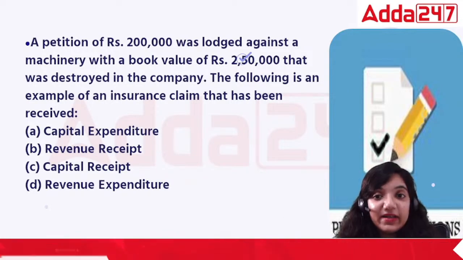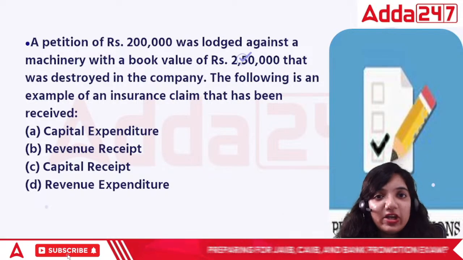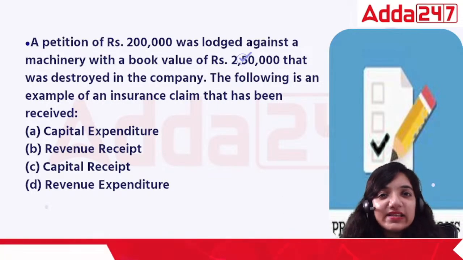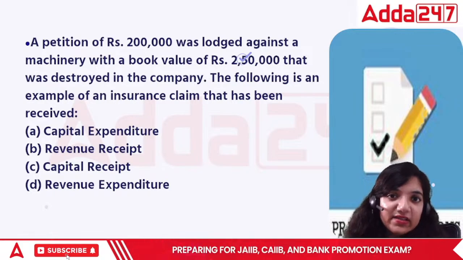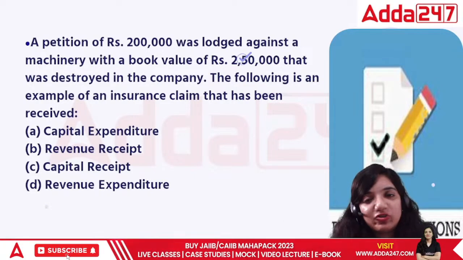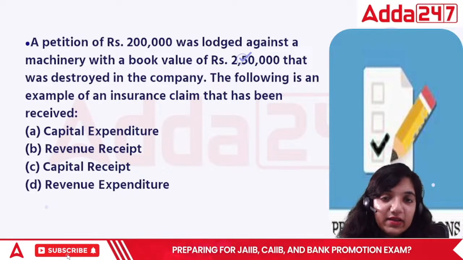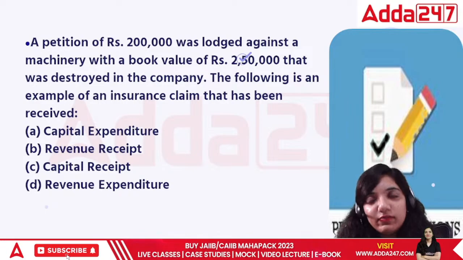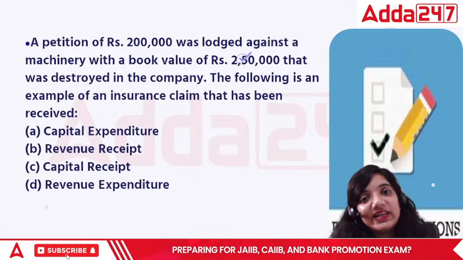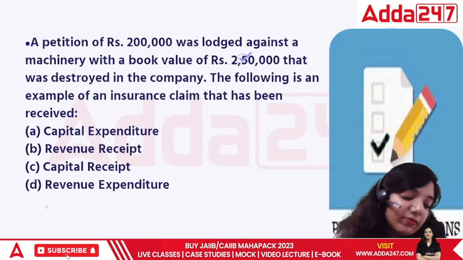The next point says there was a petition lodged against the machinery with a book value of 2,50,000, and it was destroyed by the company. The following is an example of an insurance claim that is received. Basically, there was a machine that got damaged which was worth ₹2,50,000. Now, insurance companies do not pay whatever losses we have already incurred. They will always pay only for whatever money they feel would be the value of that particular thing. So technically, the organization has clearly lost something of 2,50,000 and they will get 2,00,000.